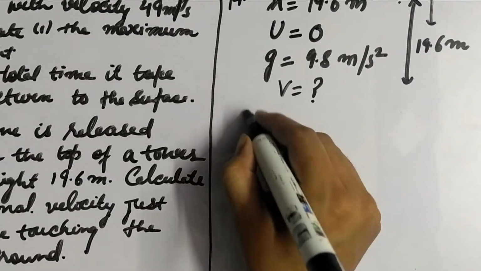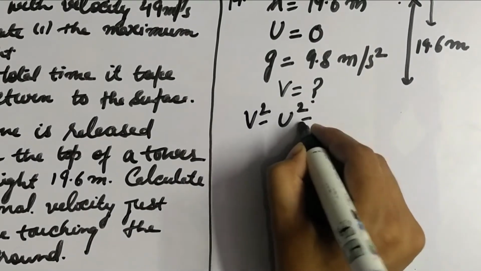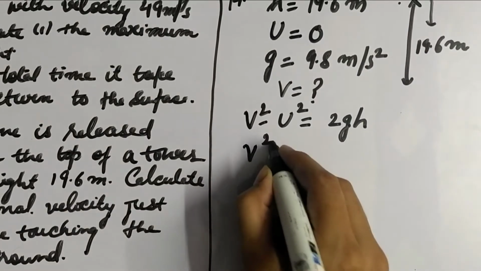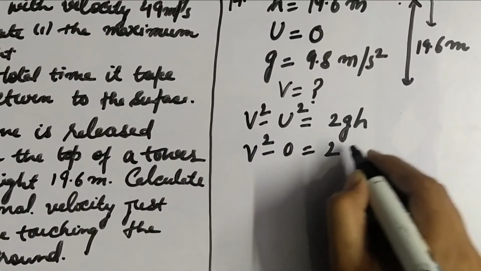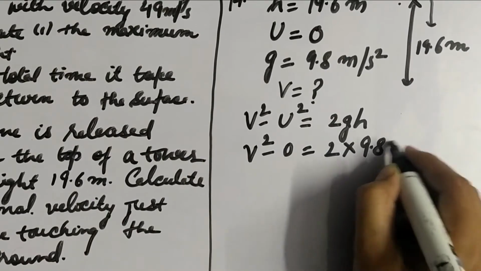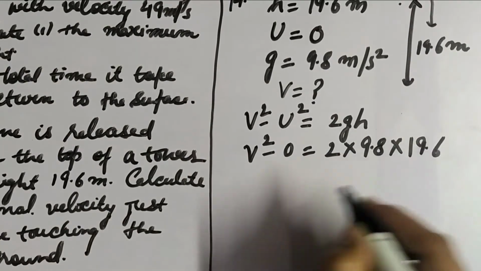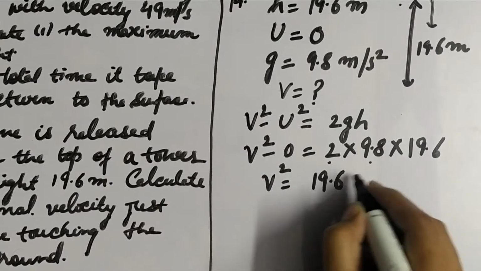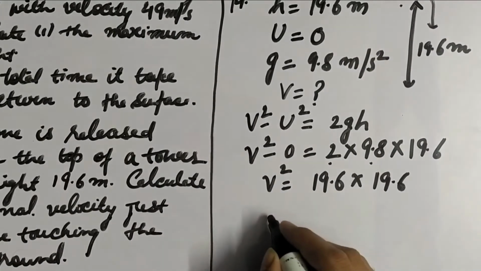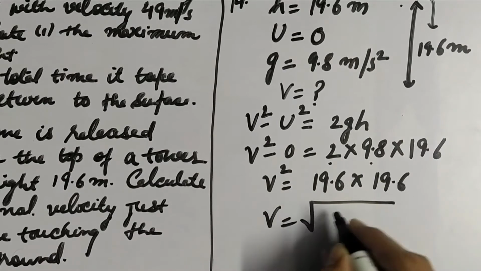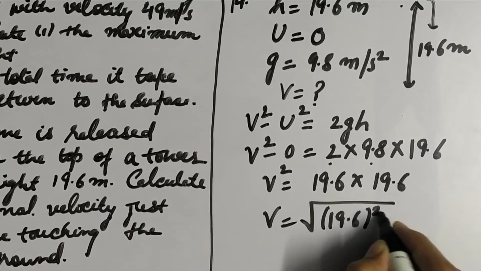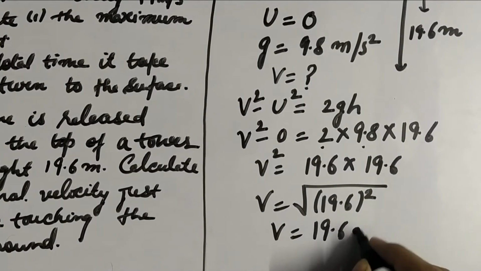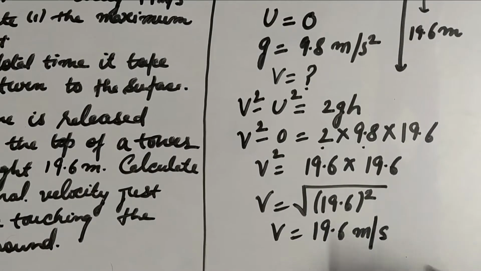So apply the third equation of motion, v square minus u square equals 2gh. v we need to find, u is 0, 2 into g, 9.8, into 19.6, the height. So we get 2 into 9.8 is 19.6, and v equals the square root of 19.6 square. So we get the final velocity 19.6 meter per second.